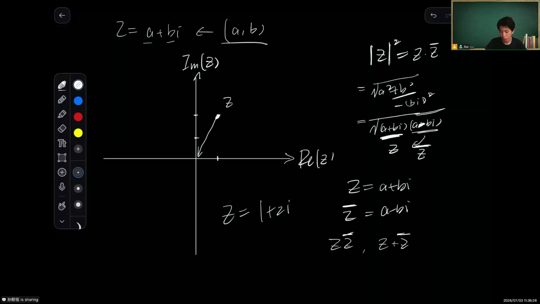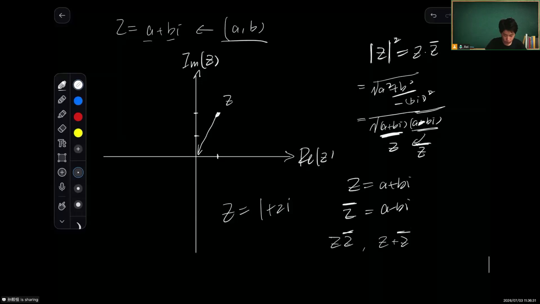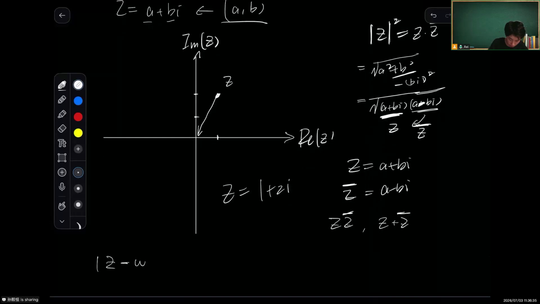But actually, there's something more that I would like you to prove yourself, which is in fact z minus w, where w is just another number on the complex plane. Your task is to prove that in fact this modulus is simply the distance from z to w. Try it yourself. Now it's high time we tackle some interesting problems.